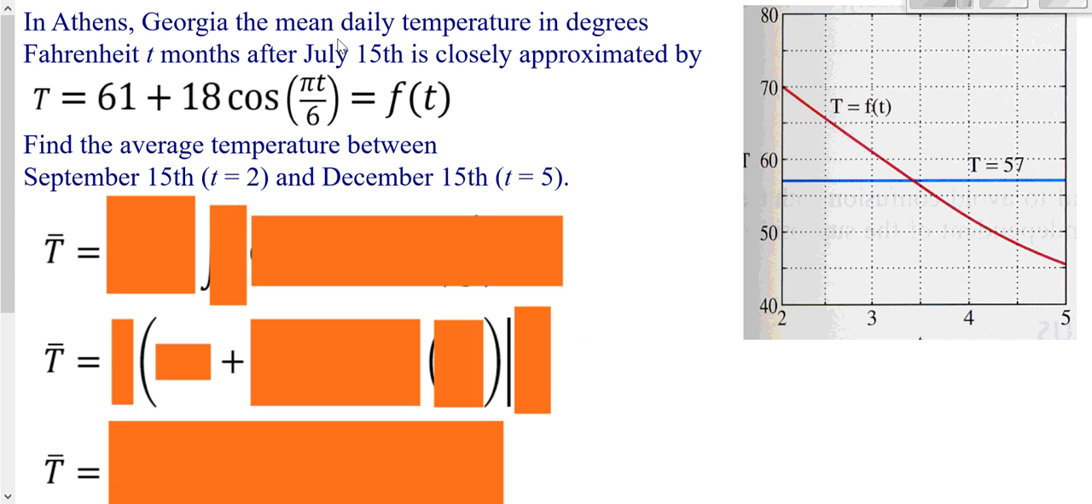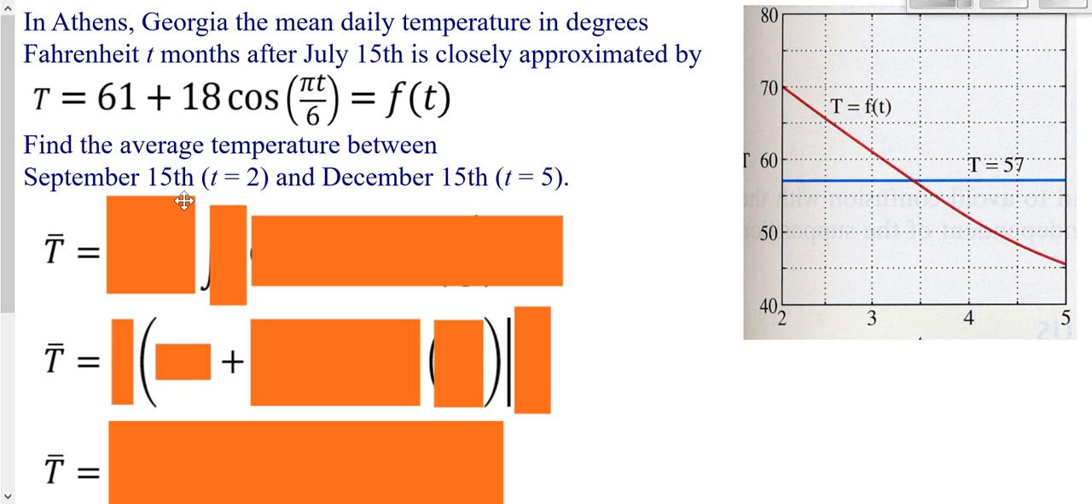So here we're given the mean daily temperature in Athens, Georgia. It's dealing with Fahrenheit, where T is in months. And you should remember from pre-calc, a lot of times our temperature can be modeled by a trig function because it repeats. So we want to find the average temperature from the 15th of September, which is T being 2, to the 15th of December, which is T being 5. Because we're going at T being the months after July 15th.